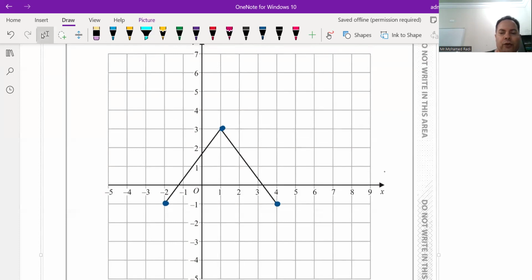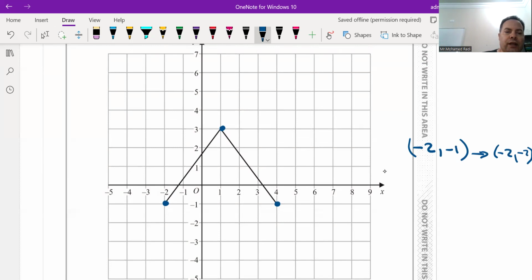The first point, (-2, -1). When you multiply the y coordinate by 2, it will be (-2, -2). Show the new point, (-2, -2). The second point is (1, 3). Multiply the y coordinate by 2, it will be (1, 6). So plot (1, 6), this point.